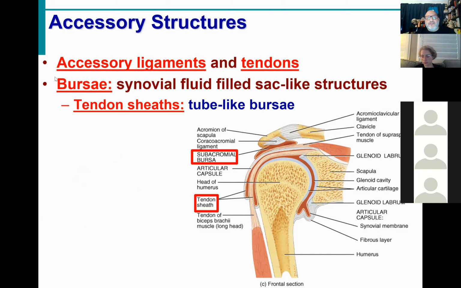Now, the other thing that can happen with these bursas is that they can elongate and form a tube-like structure that the tendons pass through. This elongated tube-like bursa is called a tendon sheath. Again, we see one here with our shoulder, but the one we talked about in the last class is much more common. There is a tendon sheath right here in the wrist region that wraps around the tendons, blood vessels, and nerves going to the hand.